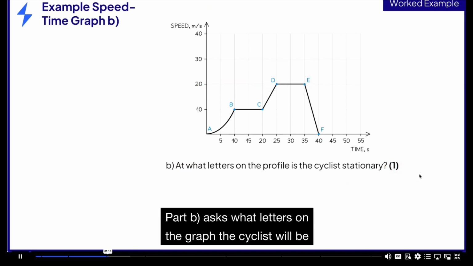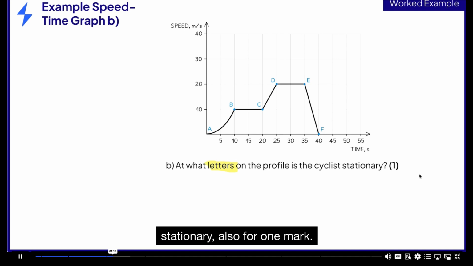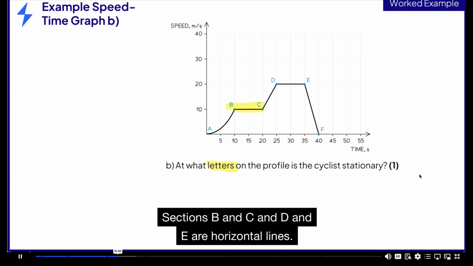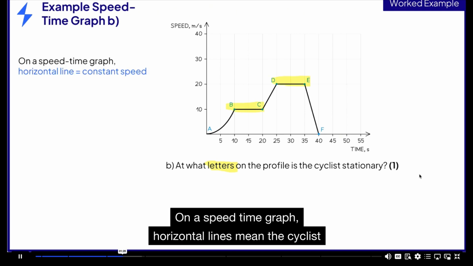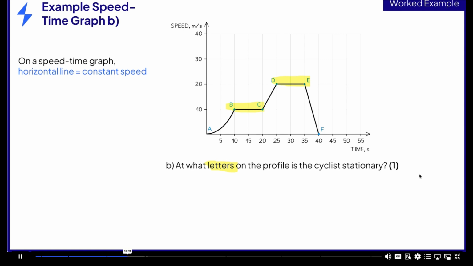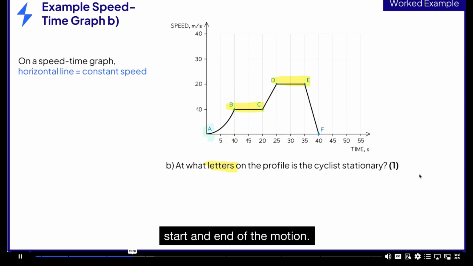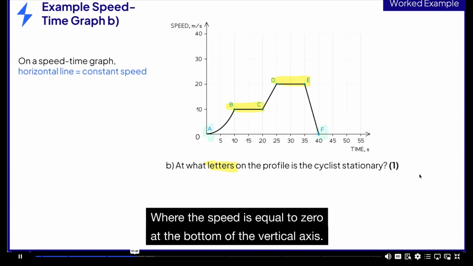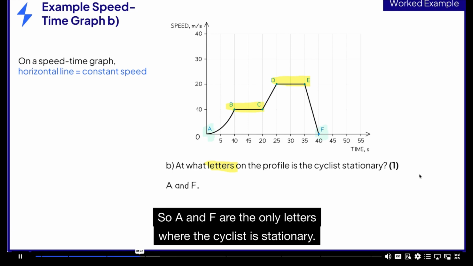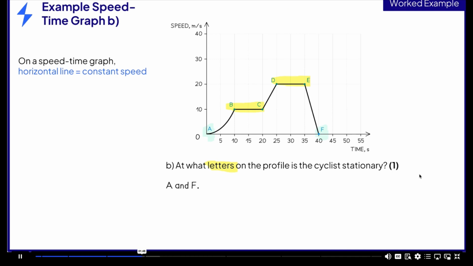Part B asks, what letters on the graph is the cyclist stationary? Also, for 1 mark, look at the graph carefully. Sections B and C and D and E are horizontal lines. On a speed-time graph, horizontal lines mean the cyclist travels at a constant speed. So the only times when the cyclist has stopped are at the start and end of the motion, where the speed is equal to 0 at the bottom of the vertical axis. So A and F are the only letters where the cyclist is stationary. 1 mark.